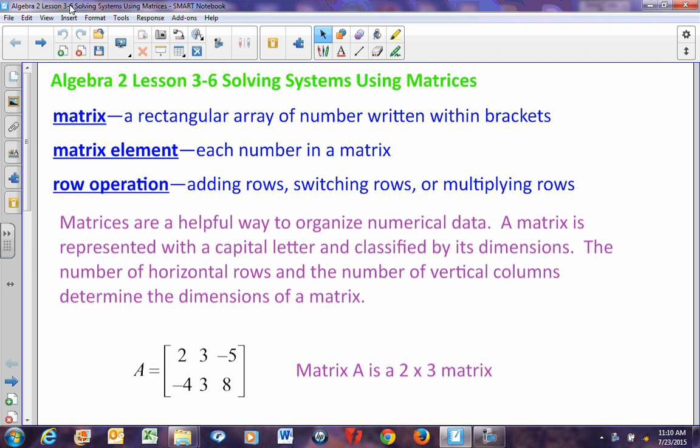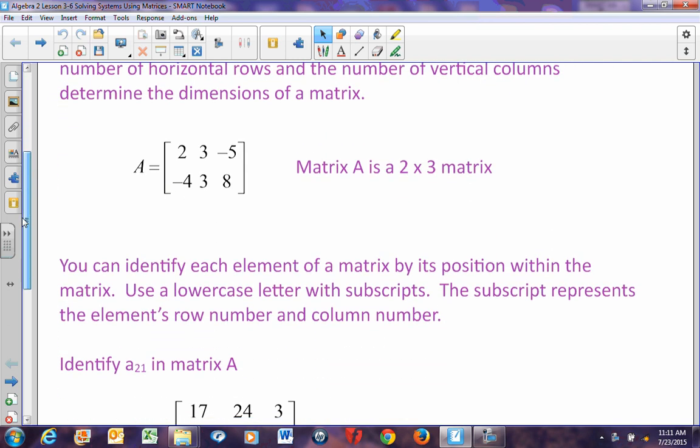A matrix is represented with a capital letter and classified by its dimensions. The number of horizontal rows and the number of vertical columns determine the dimensions of a matrix. A matrix is always written in rows by columns, must be. So matrix A here is a 2 by 3 matrix because it has 2 rows and 3 columns. This is row 1, this is row 2, those are rows.